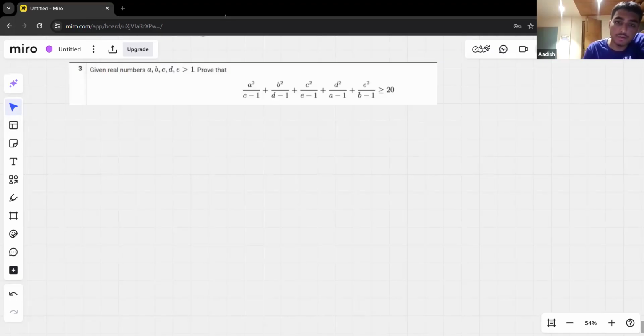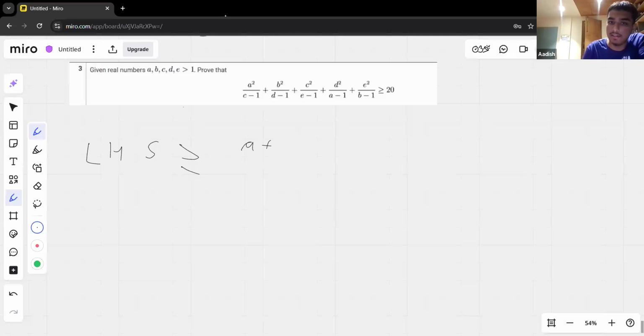Okay, so as someone said, this is just Titu's lemma. You have squares in the LHS, wait, where's my pen? So the LHS, due to Titu's lemma, is greater than or equal to... also notice that since A, B, C, D, E are greater than 1, the denominators are indeed positive. Plus D plus E.